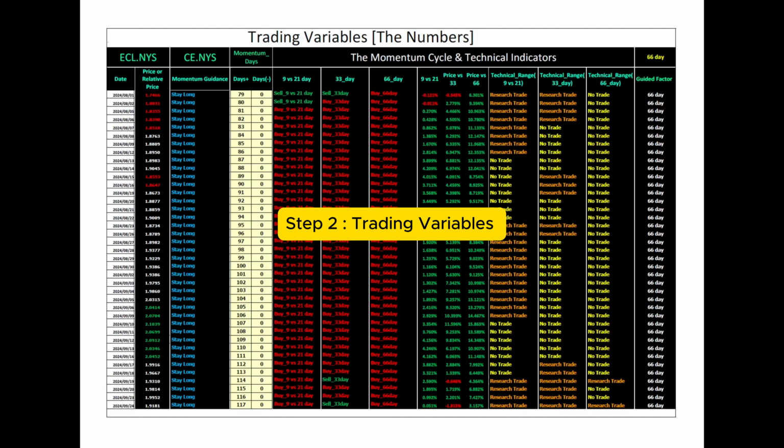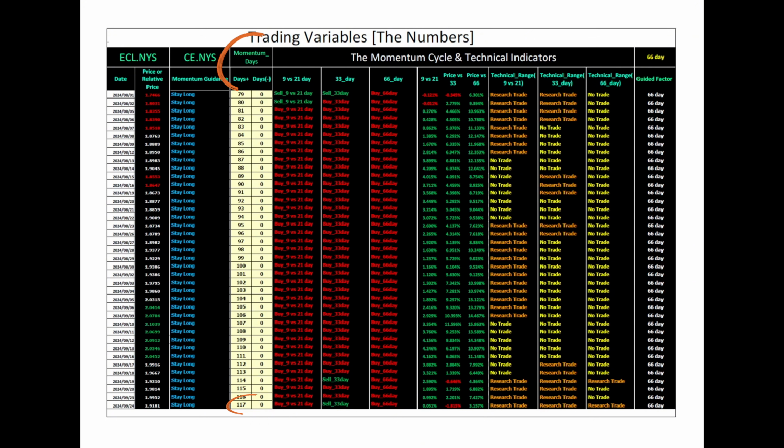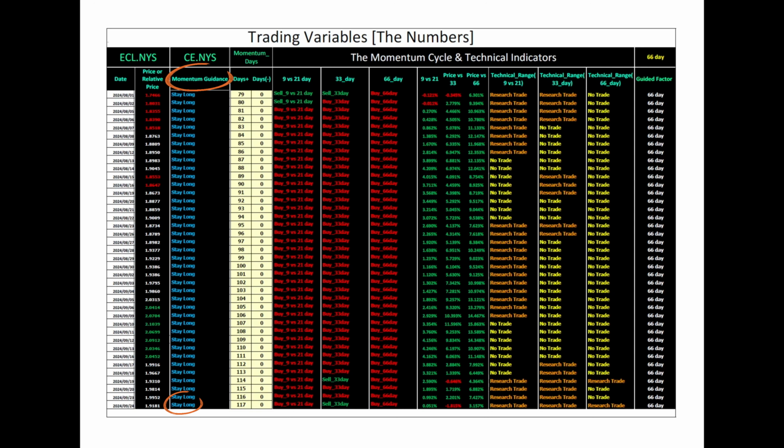Step 2. Trading variables. Determine the current length of the momentum cycle in days. In this analysis, the momentum cycle has been positive for 117 days. What is the current status of the momentum cycle? The momentum cycle has shifted from stay long to the sell list.